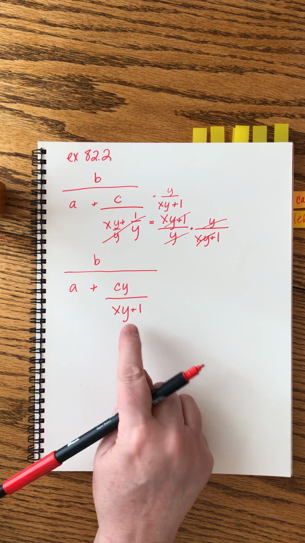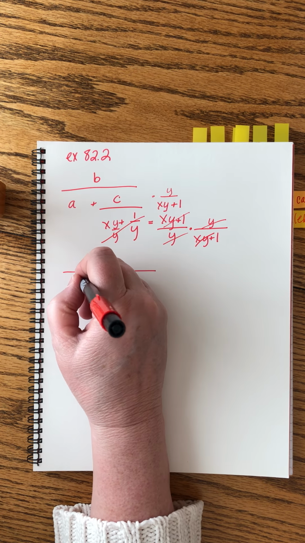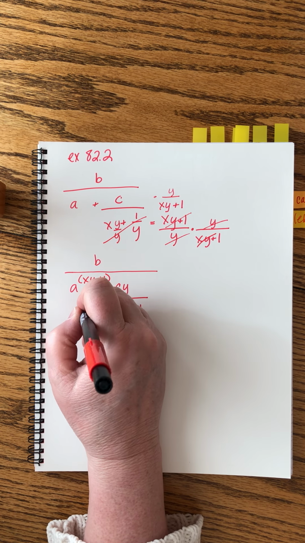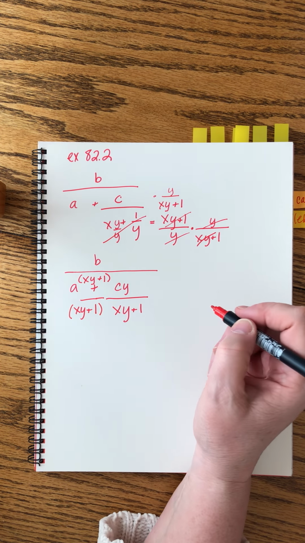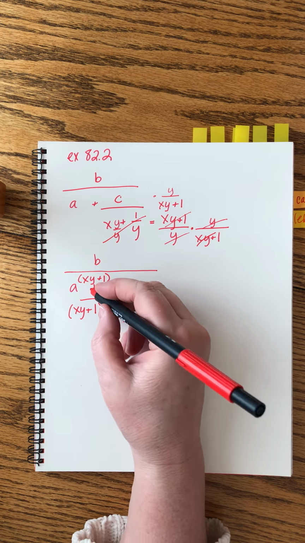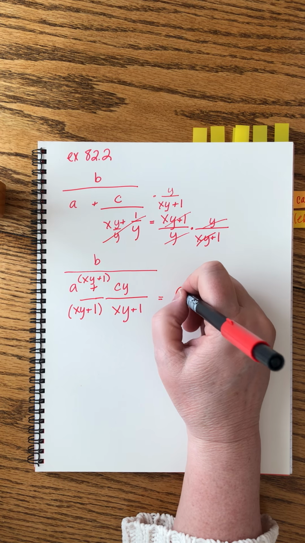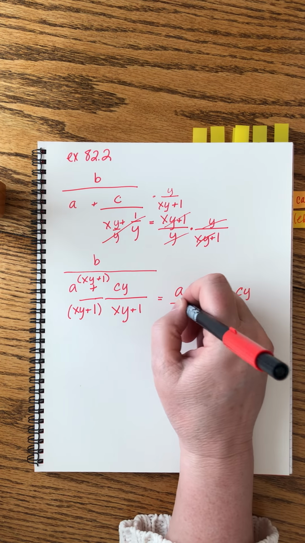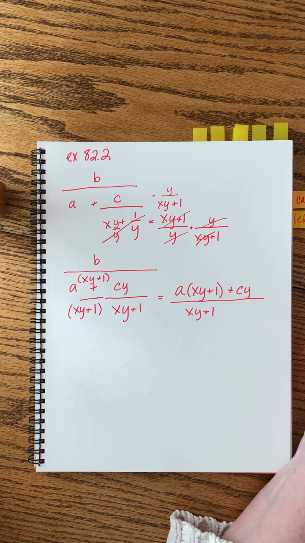Okay, now we need to smush again. We need to get these two together. I'm gonna have to multiply by xy plus 1. So I'm gonna write it up here a little bit so it's easier to squish it in. And then we'll do bottom xy plus 1, right? We're allowed to do this. It's the third rule of algebra. And we're adding these. So that means we'll have a times the quantity xy plus 1 plus cy over xy plus 1. Lord have mercy, right?